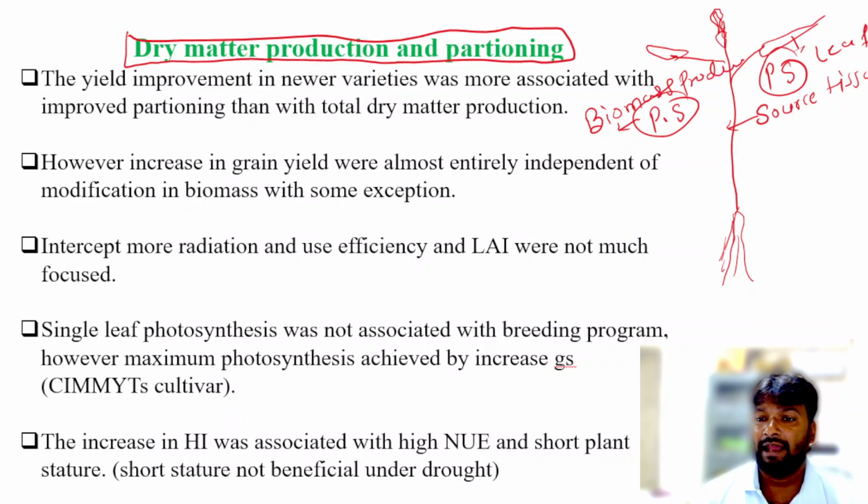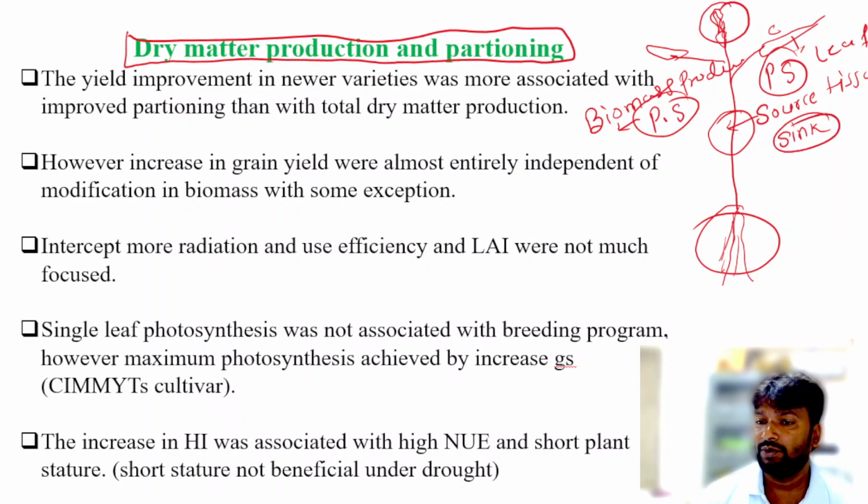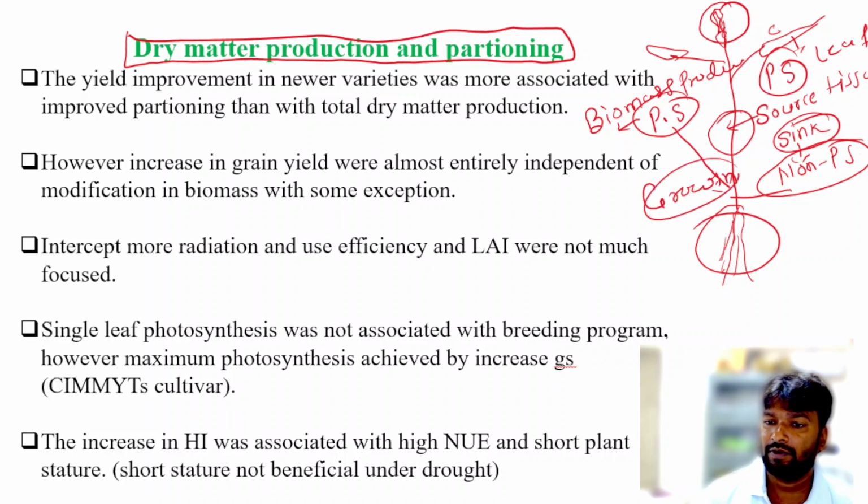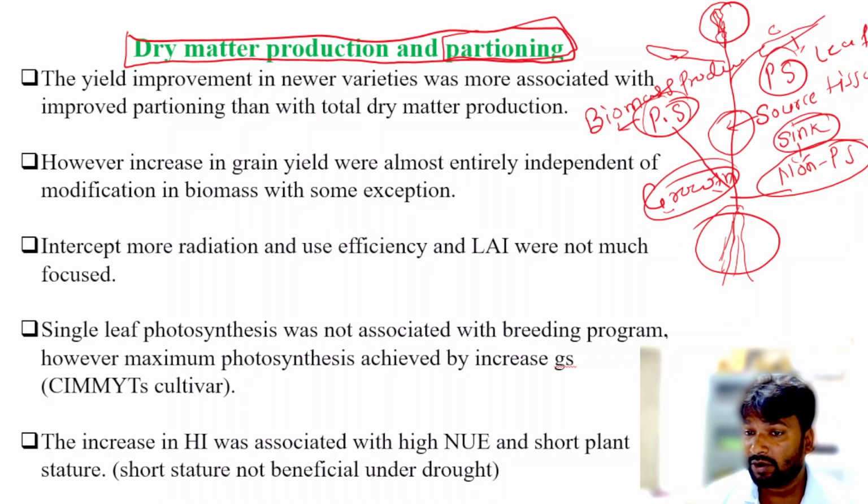Okay, and the inflorescence, even stem, root, grain, all are known as sink tissue. So these tissues are generally non-photosynthesizing and they need this photosynthesis for their growth. So the distribution of this photosynthesis into the sink tissue is known as assimilate partitioning. This is also a very important topic: what organ receives how much photosynthesis.